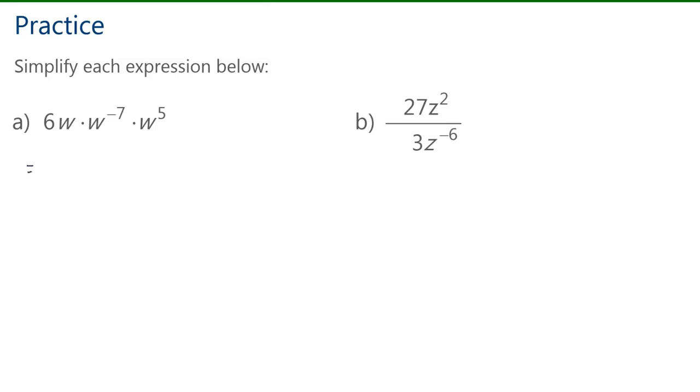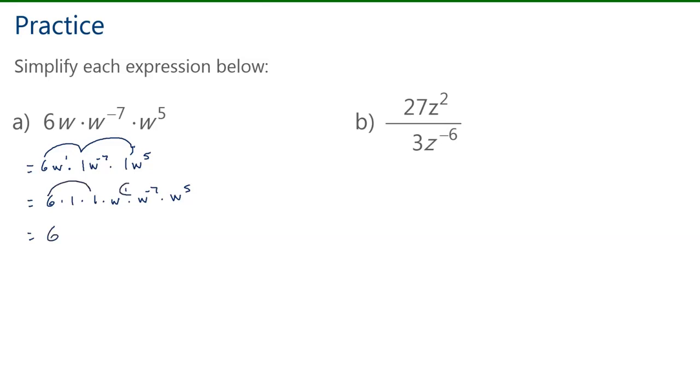Really what this is, is 6w to the 1, times 1w to the negative 7 times 1w to the 5. Let's multiply all the coefficients. We have 6 times 1 times 1. That's what we do, multiply all the coefficients. And then w to the 1 times w to the negative 7 times w to the 5. 6 times 1 is 6.